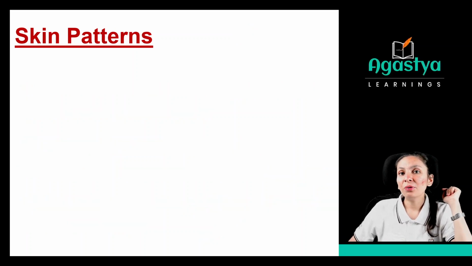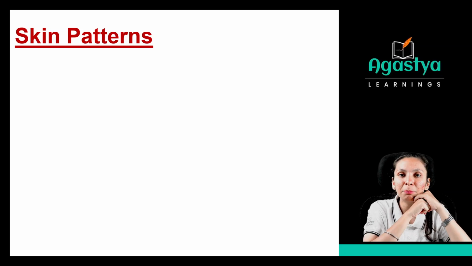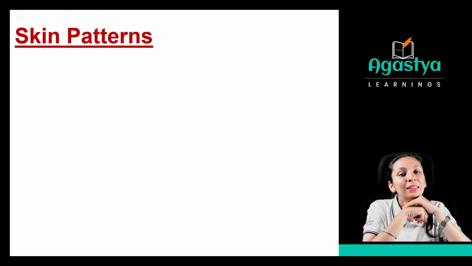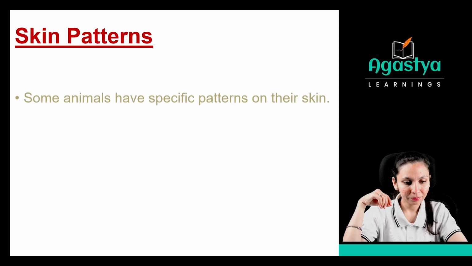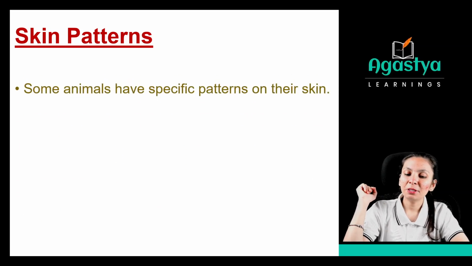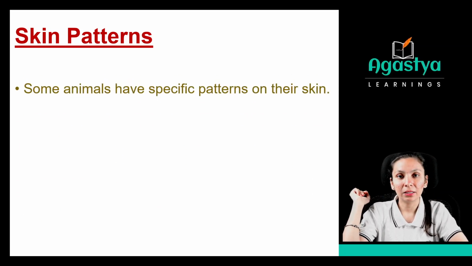Now, we are going to learn about skin patterns. You know, we have skin, we have different color pigmentation, right? But these animals have different colors and the skin patterns are also different. So what kind of skin pattern is there? Let's discuss. Some animals have specific patterns on their skin. So what kind of pattern do you know?